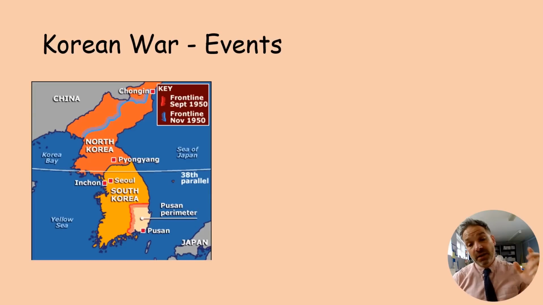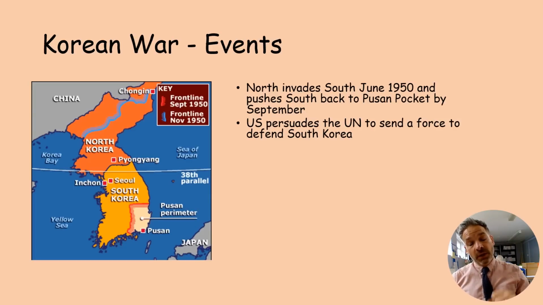Okay, next then, events of the war. Well, the first thing to bear in mind is the North, of course, invades the South in June 1950, and first of all, they're a much stronger and bigger army than the South, and they have a lot of success, and they push the Southern Army back to the southeast corner, known as the Pusan Pocket, by September.